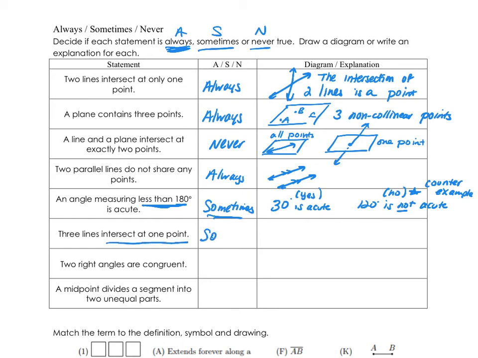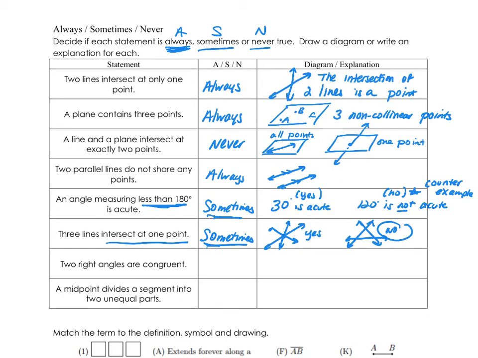All right, three lines intersect at one point. This one is also going to be sometimes. What you want to do for these questions is think about, well, could it be true? Could it happen that the three lines intersect at a point? And the answer is yes. Okay. But do three lines have to intersect at a single point? And that answer is no. I can draw something like this. So again, because I found one counterexample, I can't say always.